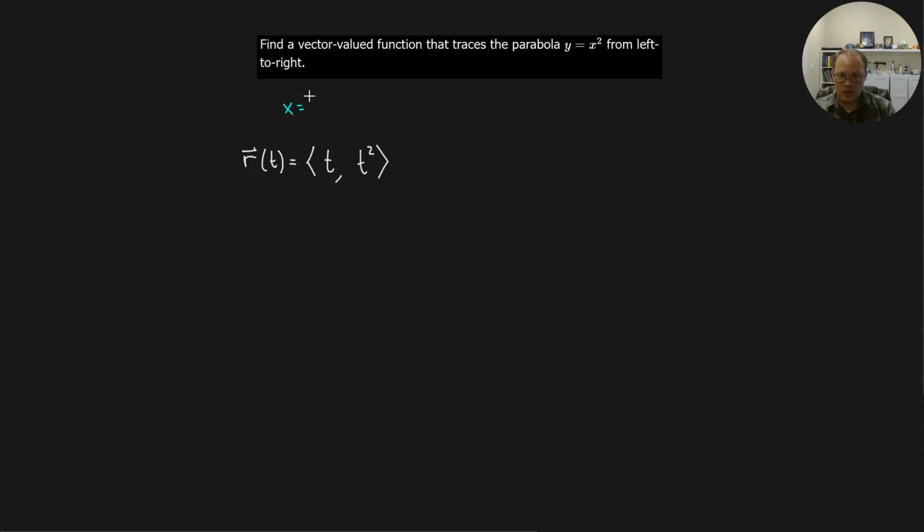I'm setting x equal to t. And then my y is equal to x squared, but I just said x equal to t, so y is equal to t squared. So that's my y component. Okay? So that will trace out the parabola. The only thing left to check is, will it trace it out from left to right? The best way to do this often is to plug in a few points. So we know what this looks like. It's a parabola.